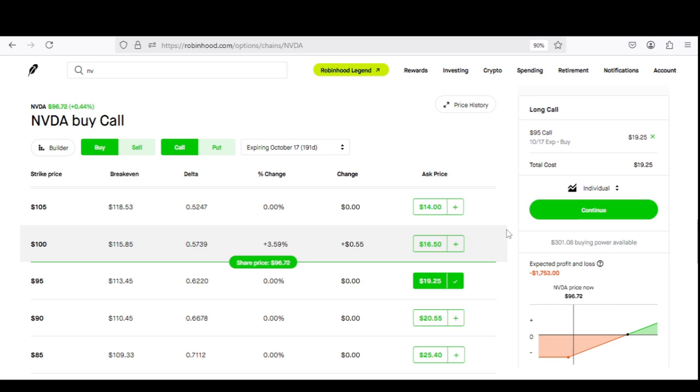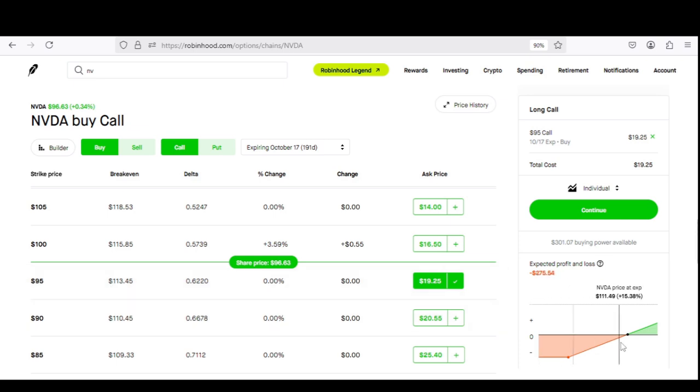Okay, now, how does the long call work out? So with your $95 strike price here, you have what's known as a break even. Your break even here is $113. Now, the break even tells you that at expiration date or close to expiration date, this share price right here needs to be at this price in order for you to break even, meaning in order for you to not lose any money.